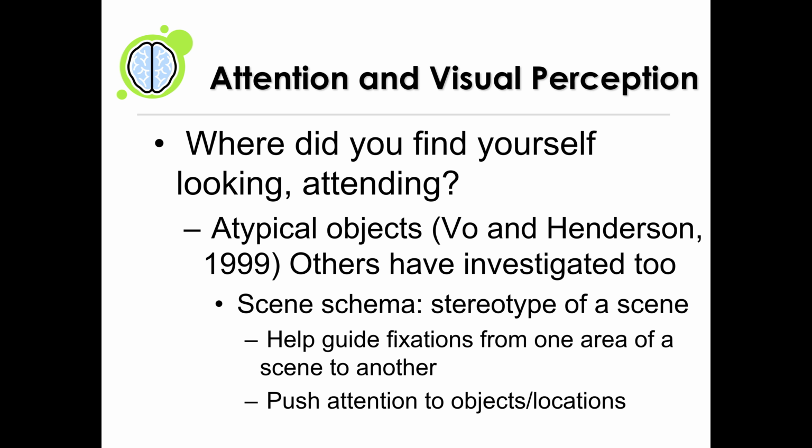So basically these scene schemas help guide our fixations from one area to another, and oftentimes what researchers find is that individuals will fixate longer on an area that has an atypical object. Some researchers have found that participants will fixate on areas where there's an atypical object earlier, but that's not always found. Typically, people will fixate on the atypical objects more and for longer duration than the typical objects. Again, that's pushing your attention to an object in a scene.